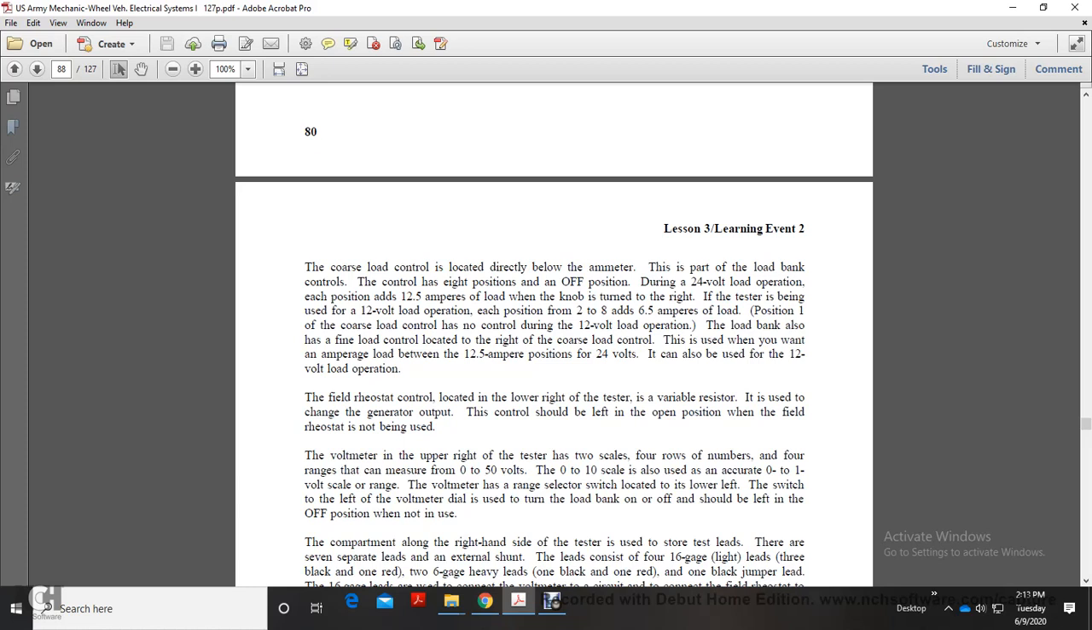If the tester is being used at 12 volt load operation, each position adds 6.5 amperes of load. Position 1 is the coarse load control, with no current control during the 12 volt load operation of the load bank. It also has a fine load control located to the right of the coarse load control. This should be used for one of the amperage loads between the 12.5 ampere position at 24 volt. They can also be used with the 12 volt load operation.